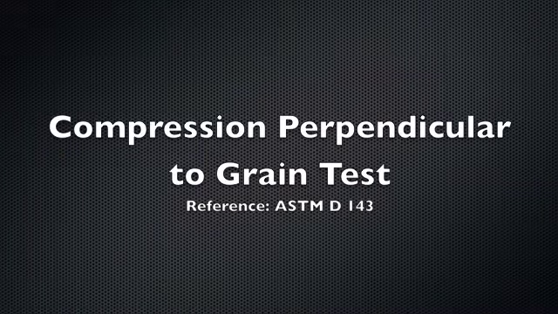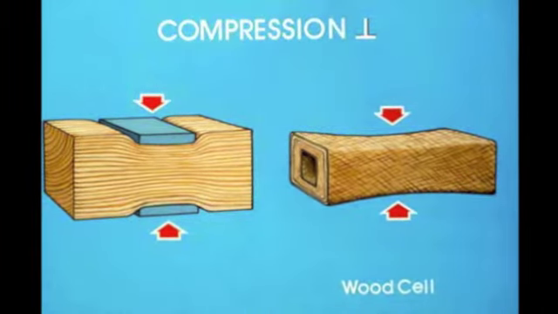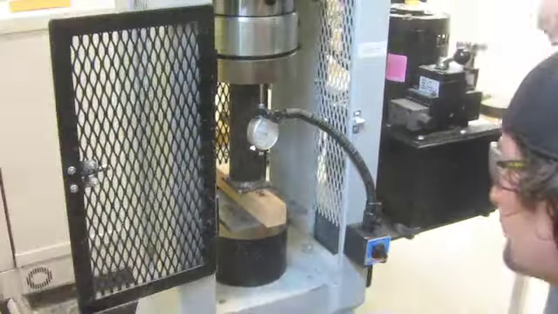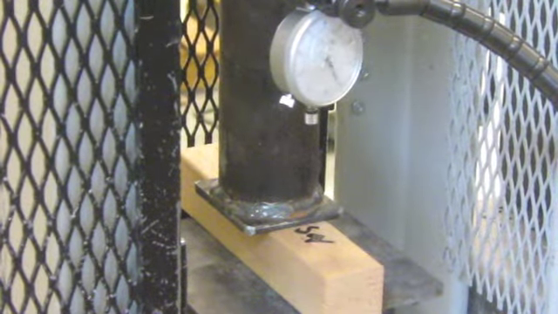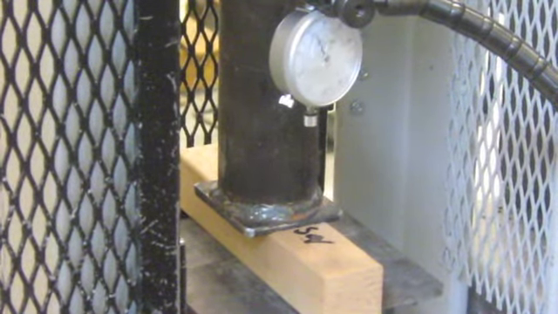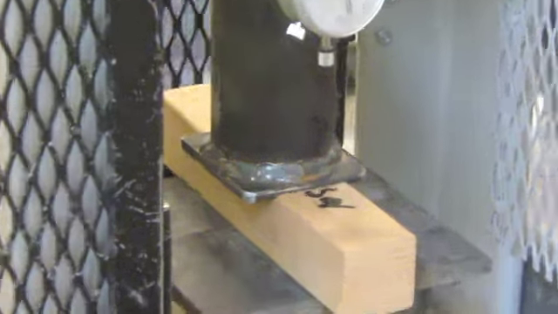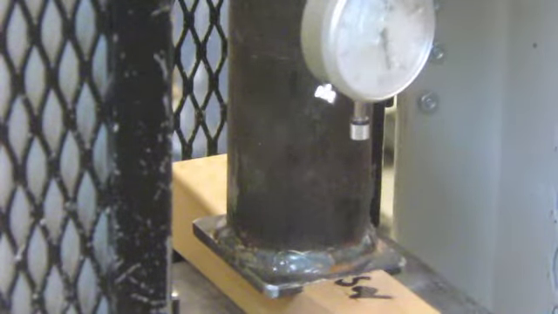Now we're doing compression perpendicular to the grain. As you can see, this is perpendicular to the wood cell growth. Place your specimen in, laying on its side after you record both the height and the width of the specimen, as well as the surface area that will be pushing against it to calculate the stress. Read the dial gauge reading and record your loading and deflection every 1/5 of a millimeter.